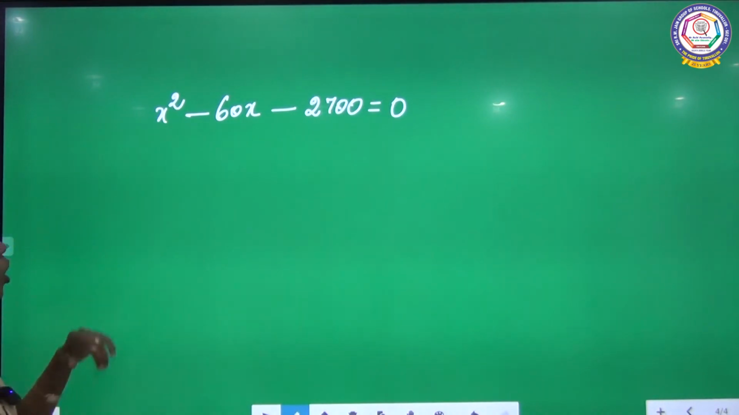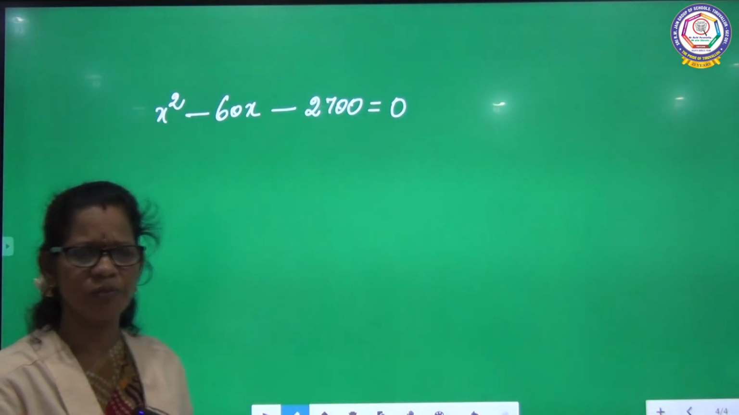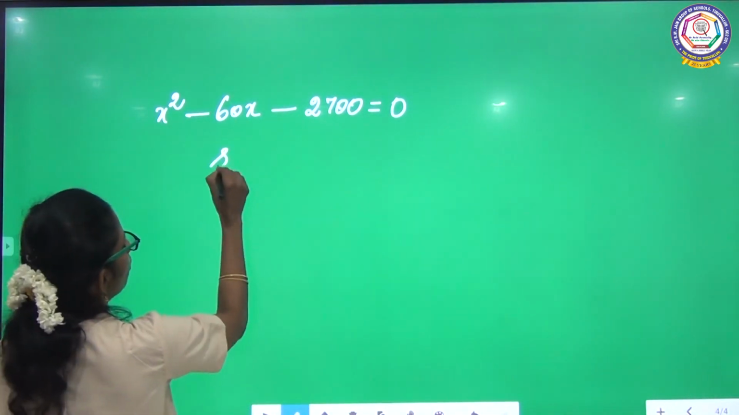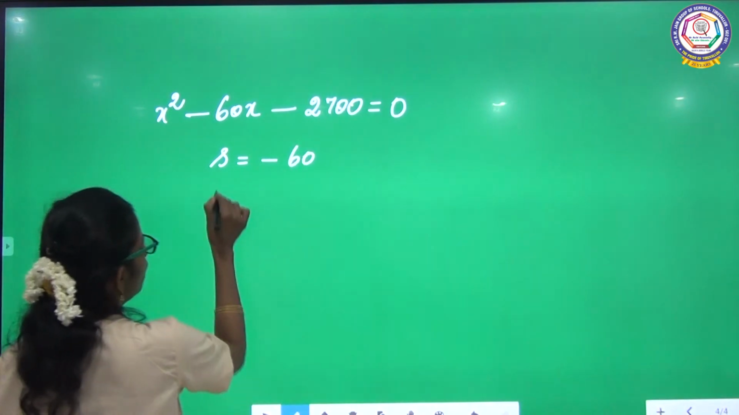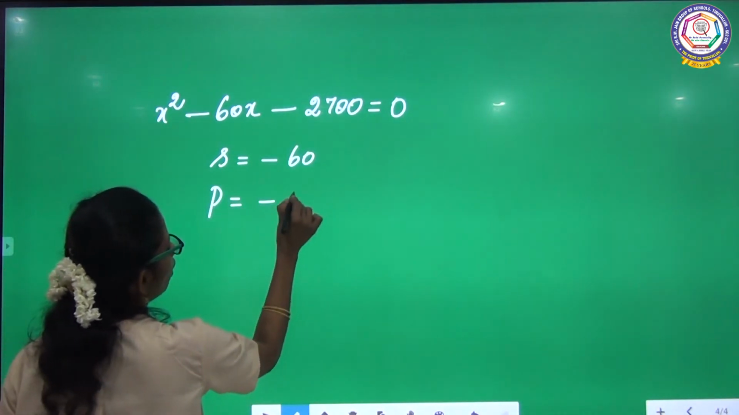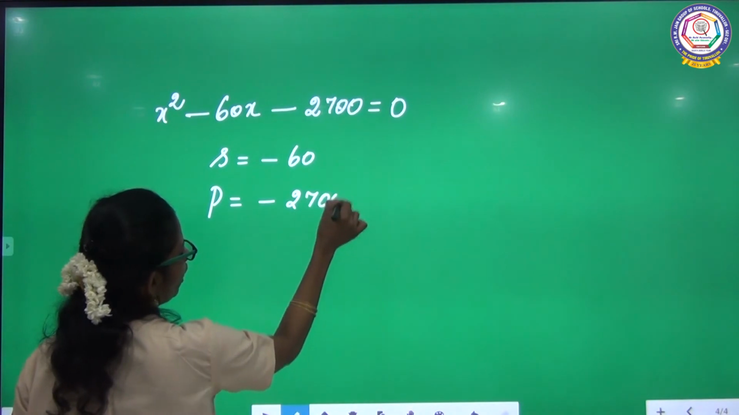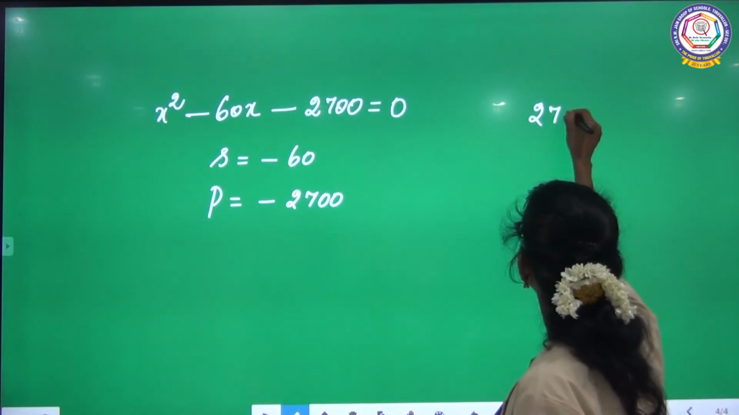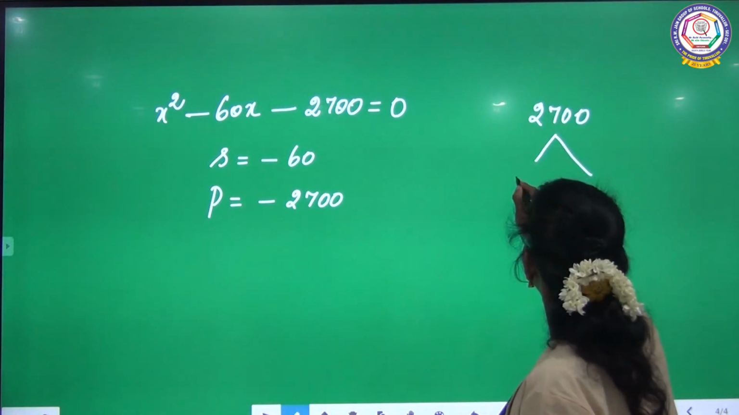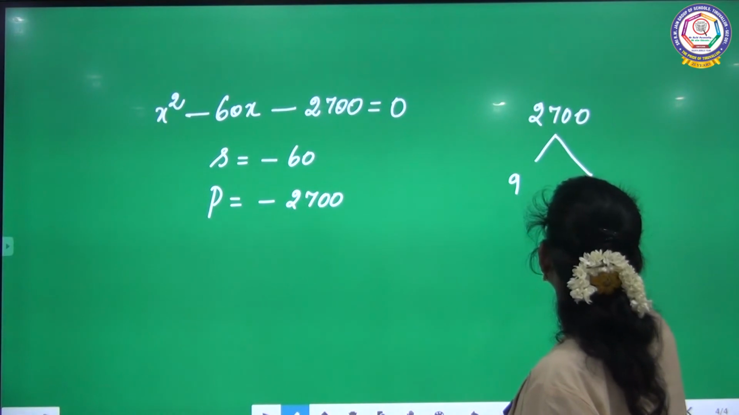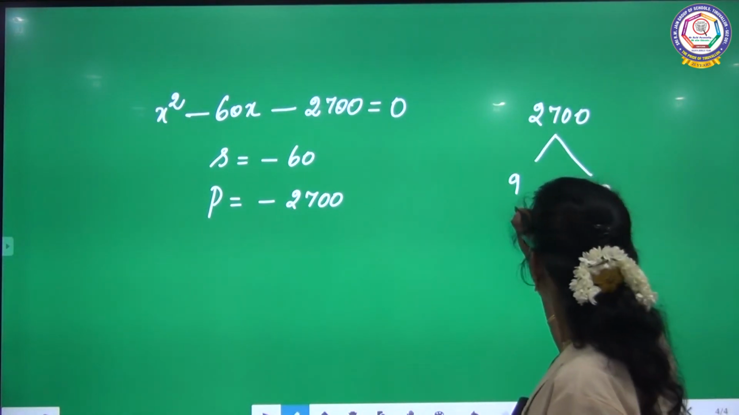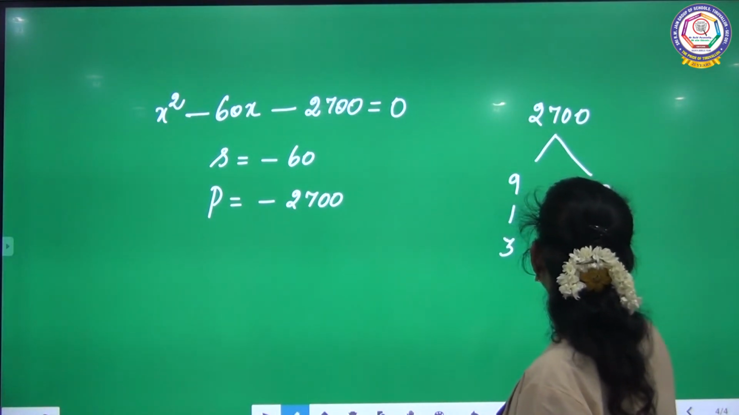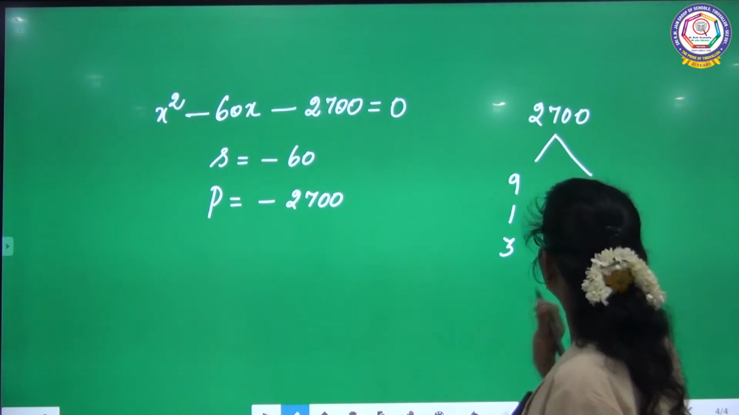Now you should apply the factorization method or quadratic formula, whichever you feel comfortable with. Sum equal to minus 60, product equal to minus 2700. Write the possibilities of 2700 on the right side. 9 into 300, right? 1 into 2700, 3 into 900. Any other possibility?